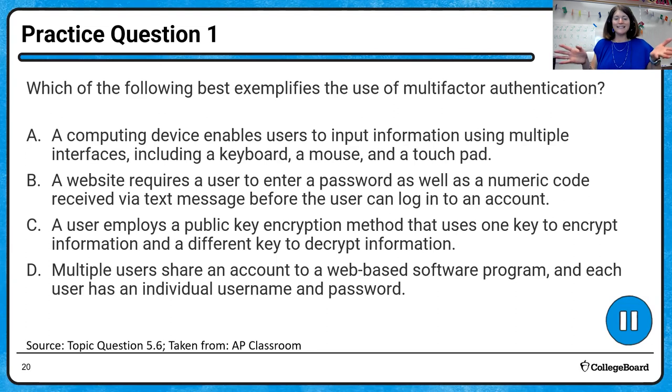So let's think about the keywords here: multi-factor authentication. It's a little tricky. They throw out some things that we talked about earlier as well, like public key encryption. But remember, encryption is its own thing. Authentication is different. Authentication is authenticating you to a site. So obviously, this usually has to do with a password. So we have two answers there, B and D, that involve a password.